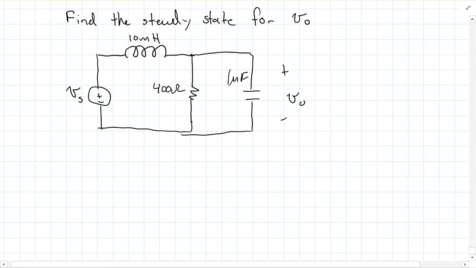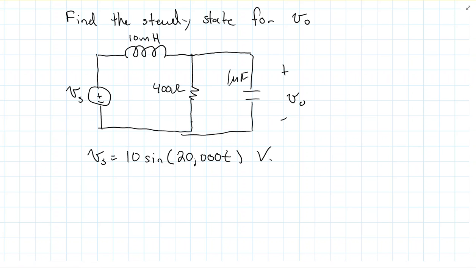And then we also have to specify here, in this problem it specifies that Vs is equal to 10 sine of 20,000 t volts. Now, let's look at this a second here for a couple things. First off, this 20,000 here, that's the number sitting in front of t. That's always my omega. Now we want to be careful here.